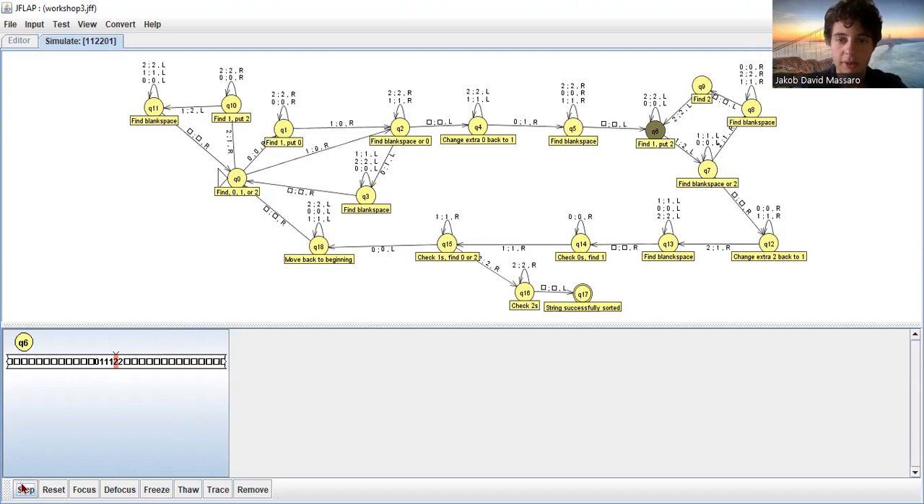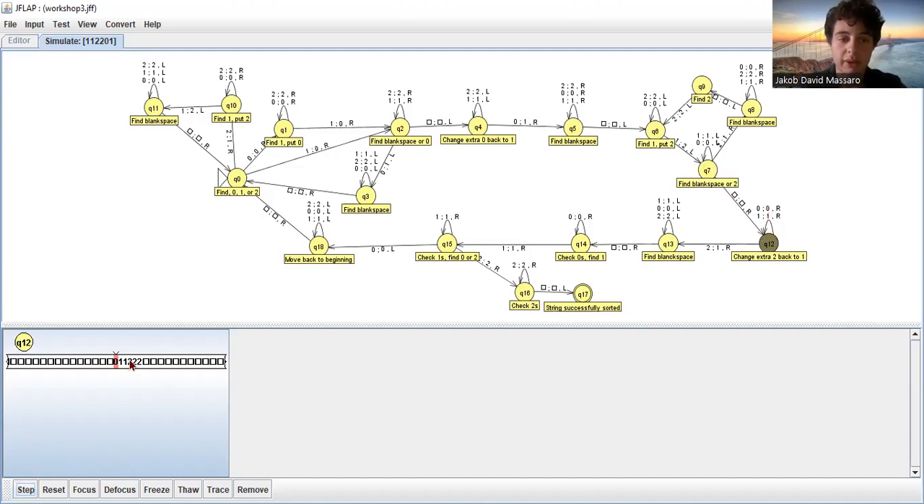And then now we're looking for our 1. And then we change that into a 2. And now we keep going left until we find either another 2 or a blank space. So as we see here, the 2s have already been sorted, so there should not be any more 2s here. So we hit our blank space, and then we're able to transition to our next state.